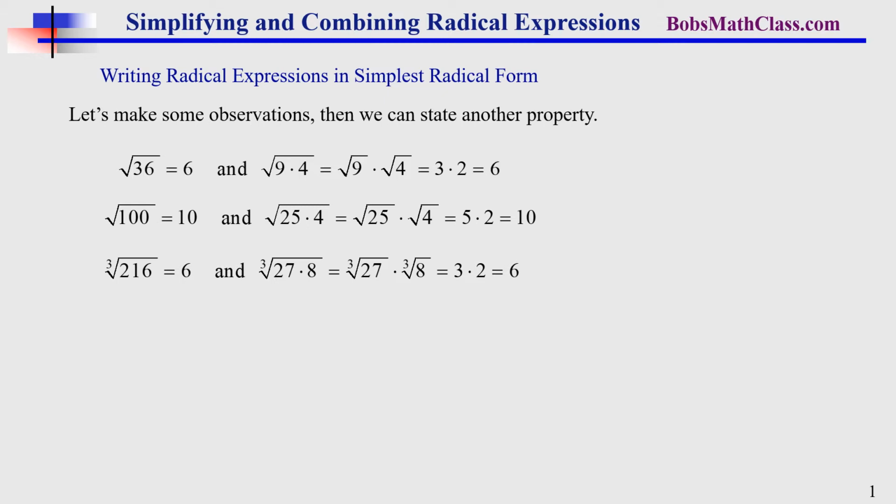This also works for cube roots. Actually, any nth root, a fourth root or a fifth root. The cube root of 216 is 6. But we could also write 216 as 27 times 8. And the cube root of 27 is 3, and the cube root of 8 is 2, and 3 times 2 gives us 6. Okay, so that just shows us that we could separate it into a product of two square roots, or two cube roots, or two nth roots, depending on whatever the index is.